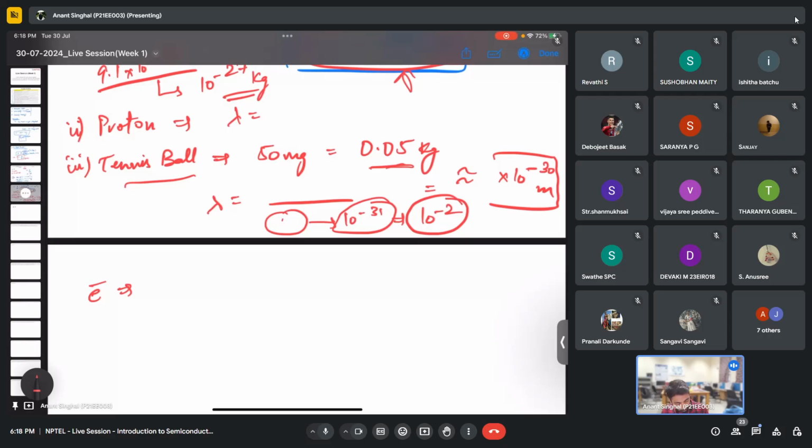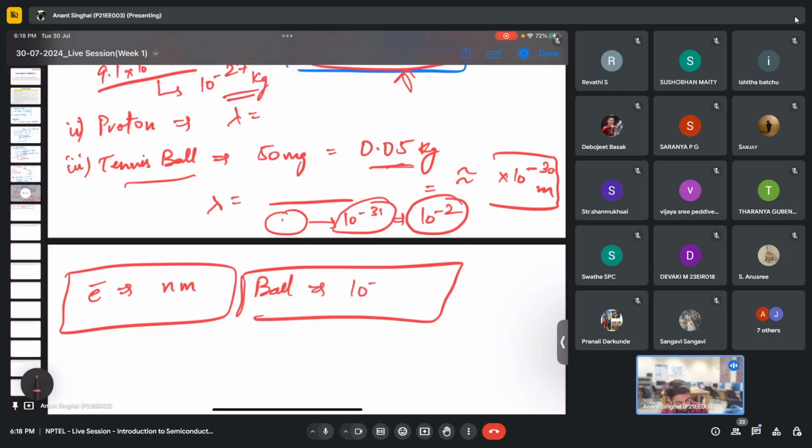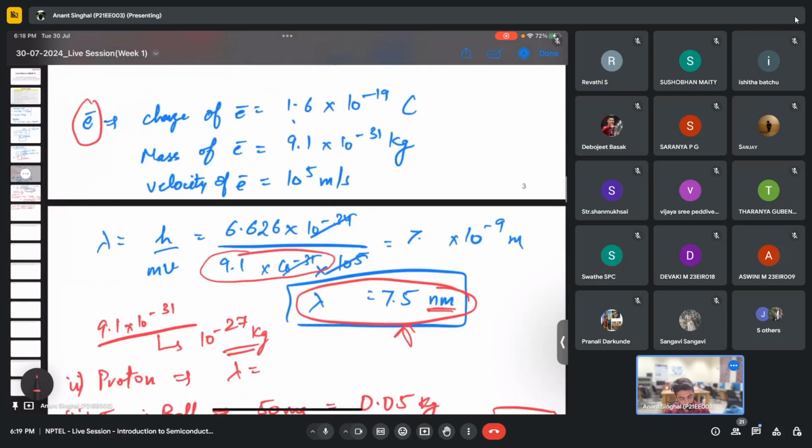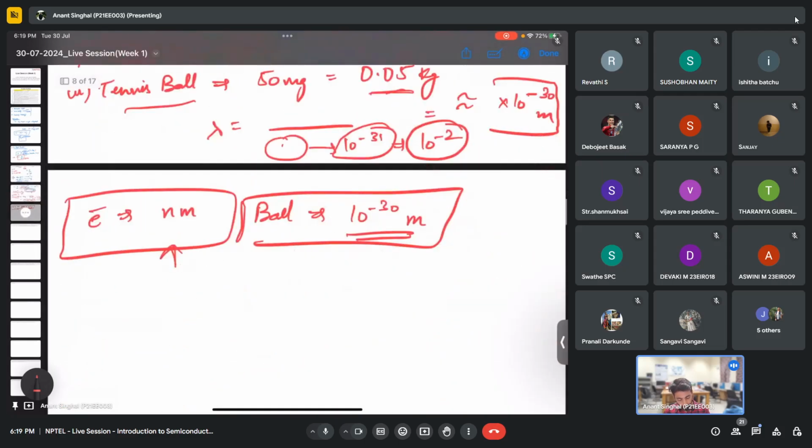So for an electron we are getting the wavelength in the range of nanometers. But for a ball, we are getting it in the range of 10 raised to power minus 30 meters, which is very small as compared to the electron and proton. So the higher the mass of the body, the smaller the wavelength. This is what the question has asked. For equal velocity, a higher mass will give you a smaller wavelength, not a higher wavelength.